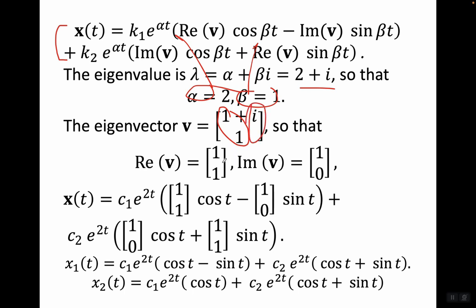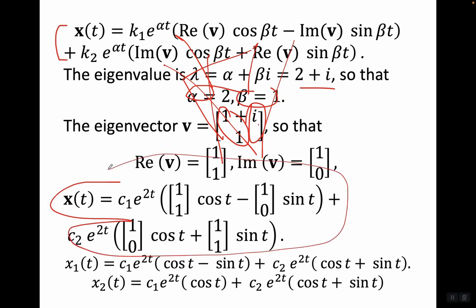So we plug those in wherever we see the real part of v, and the imaginary part of v, just plug that in there. And then we end up with this: X of t is going to be c1 e^(2t) times the vector (1, 1) cosine t minus (1, 0) sine t, plus c2 e^(2t) times the vector (1, 0) cosine t plus (1, 1) sine t. And again, if you wanted to simplify that and write it as x1 of t and x2 of t, you could just break it up like this. So that's what we end up with. Cool! So complex numbers finally have an application. Awesome.